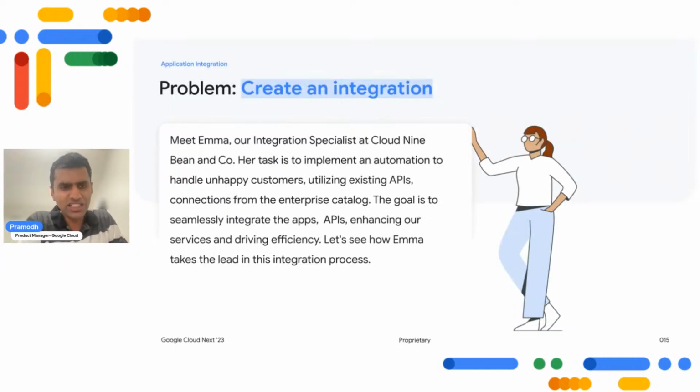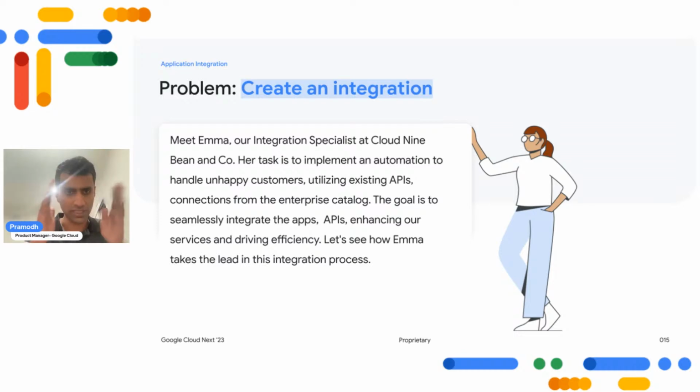So I will continue with the same story Michael had. Possibly I will sprinkle a few new things into the story to make it a little more thrilling. So now Emma is part of the same Cloud9 Bean company which Michael talked about. Emma is now tasked with building an automation flow to handle unhappy customers. Every business has unhappy customers, be it your coffee bean company, or Google, or large enterprises. So if Emma is tasked with it, what does Emma need to do?